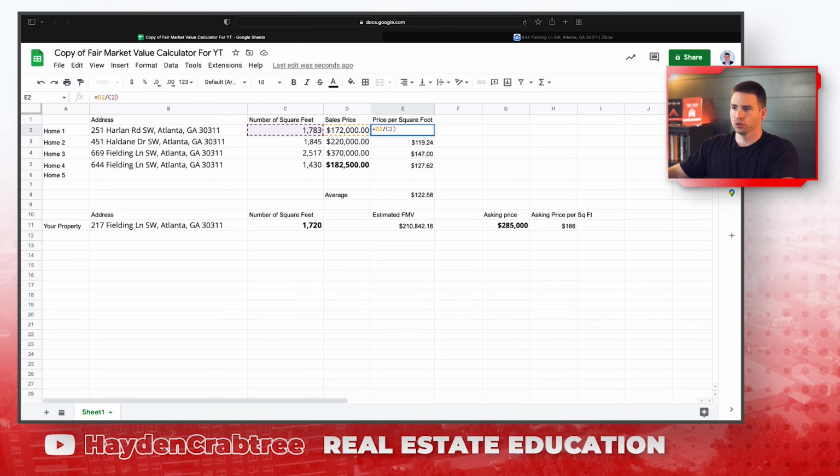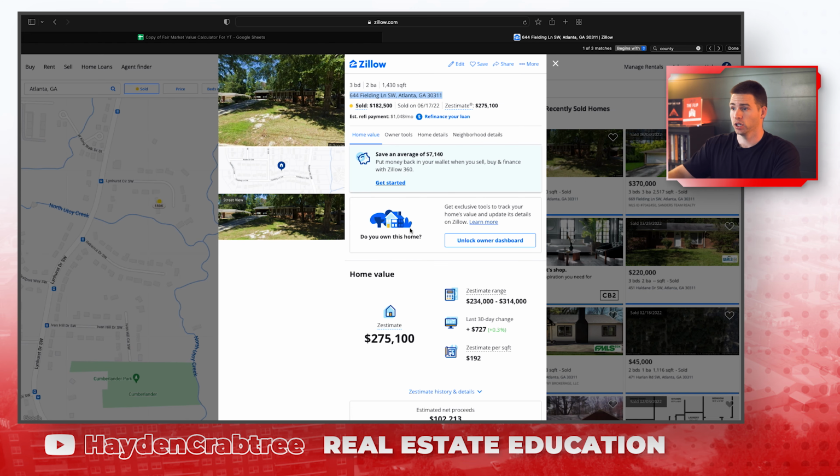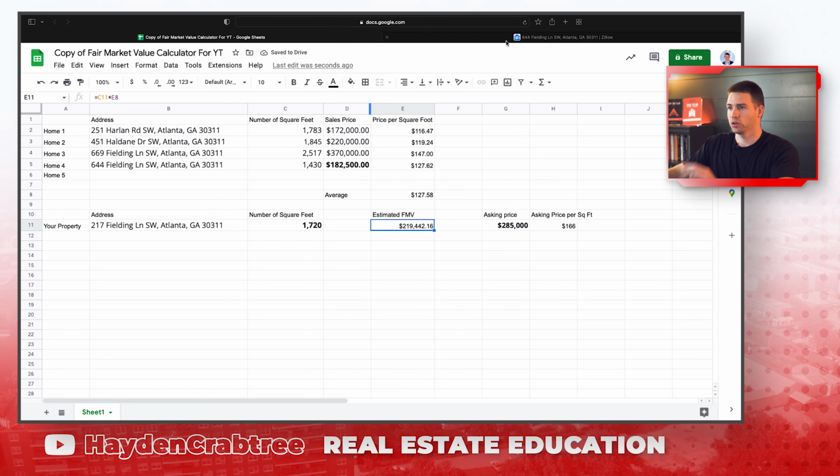And this is probably true, right? Because this one, in the condition that it was in, probably needed $30,000 to $40,000 worth of work. So if we were to add $20 a square foot, that'd bring us up to about $219,000.